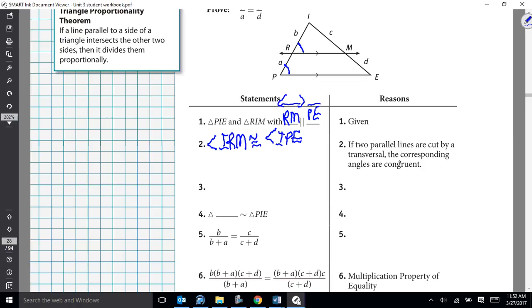Now, do you have to put those two particular angles? What's another set that you can have? All right, angle IMR and angle IEP would also work.